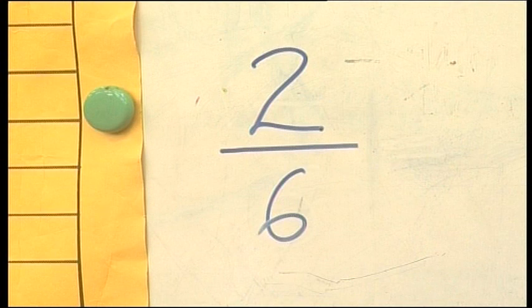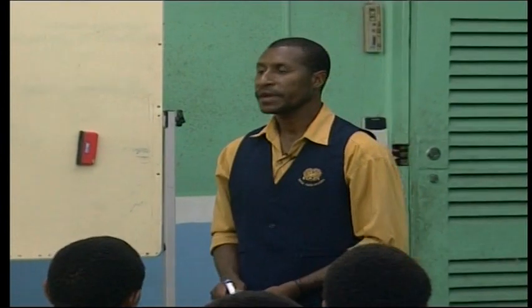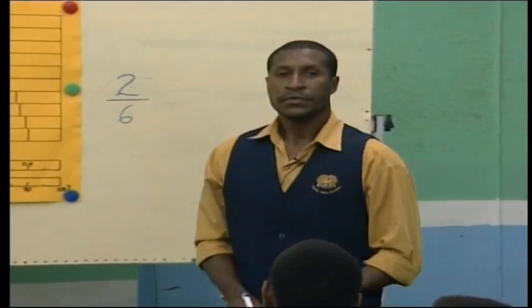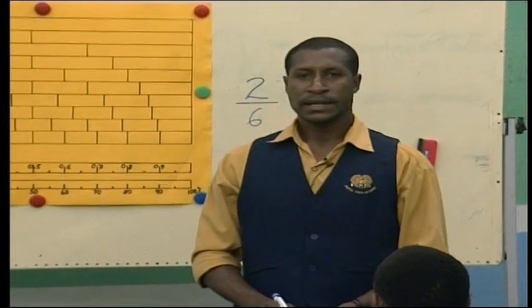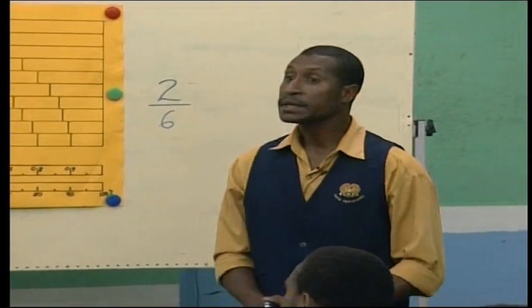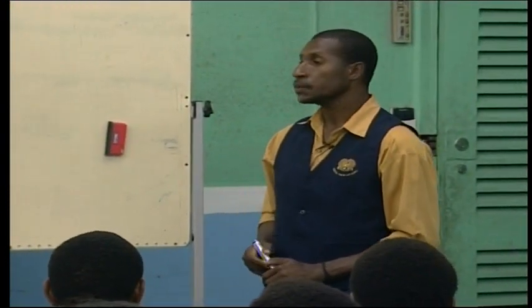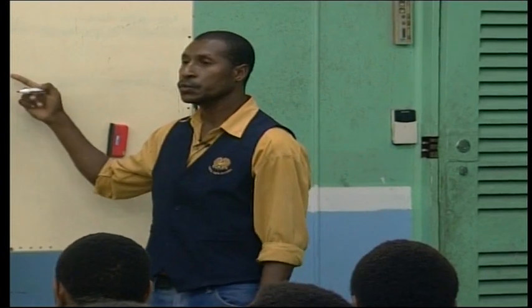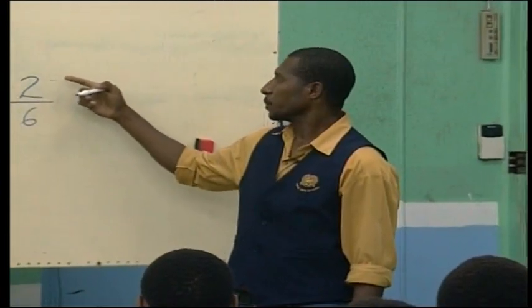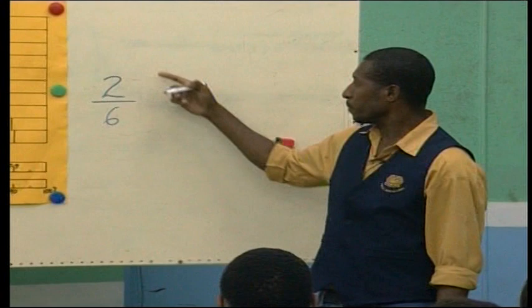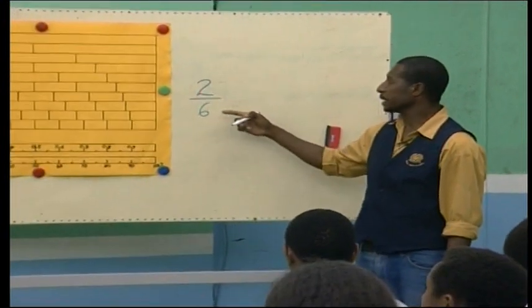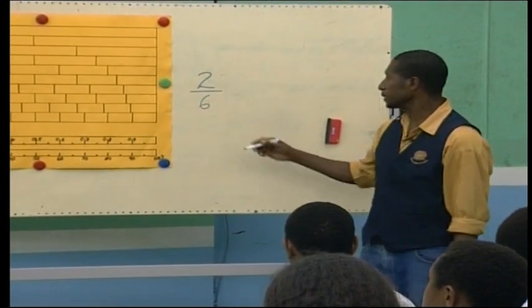Okay, let's have Agnes. What's the common factor? 2. The common factor is 2. Receiving students and 7E, do you agree with that answer? Yes. Okay, the common factor is 2. We divide the numerator and the denominator by 2.